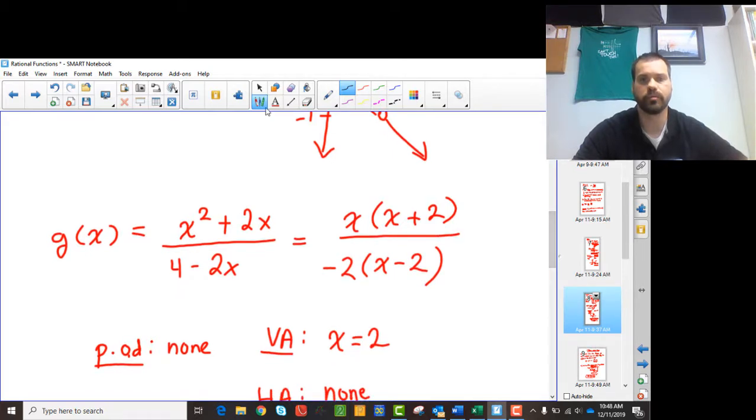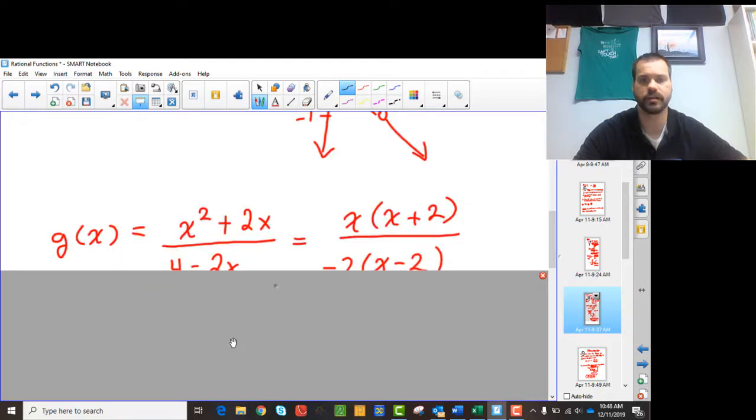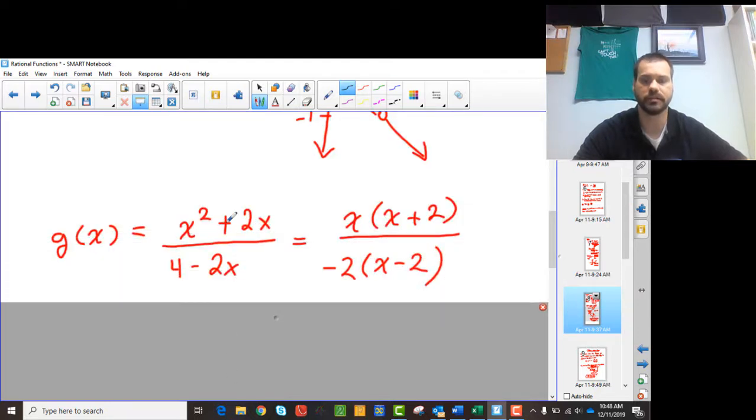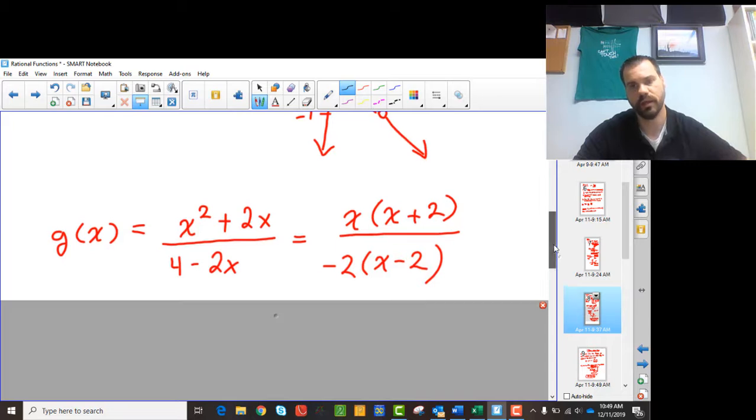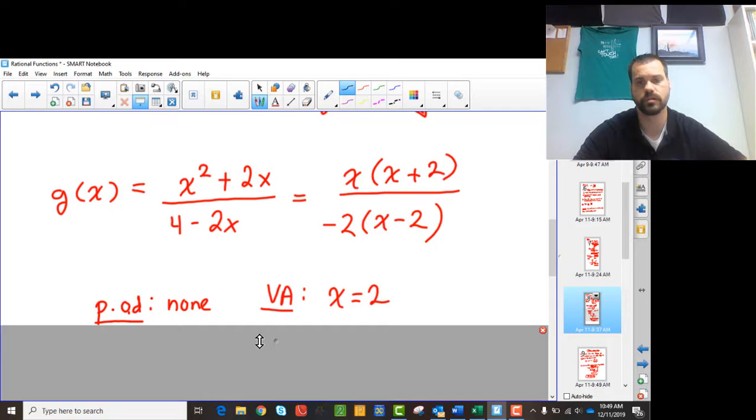So here's another example. Very similar in terms of what the question's asking, except I changed this to a plus. And here's how that affects things. When you now factor, you get x times x plus 2 over minus 2 times x minus 2. Now there's nothing that cancels because these factors are not the same. So we say there's no point of discontinuity, but there is a vertical asymptote at x equals 2. All right? So that's where I'm getting that from.